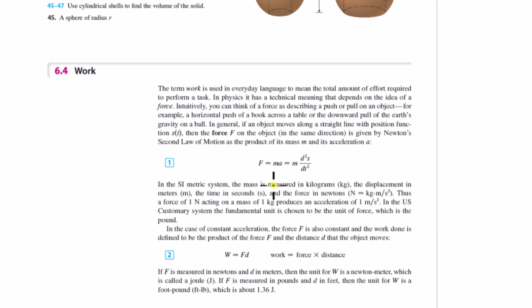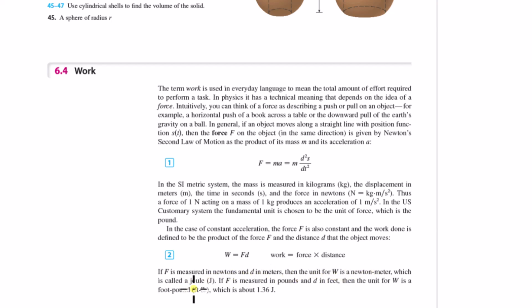But what if the force isn't constant over the distance, right? So maybe the acceleration isn't constant. That's where integration is going to come in. Like you want to calculate W, but the force isn't constant. All right, if F is measured in newtons and d in meters, then the unit for W is newton meter.